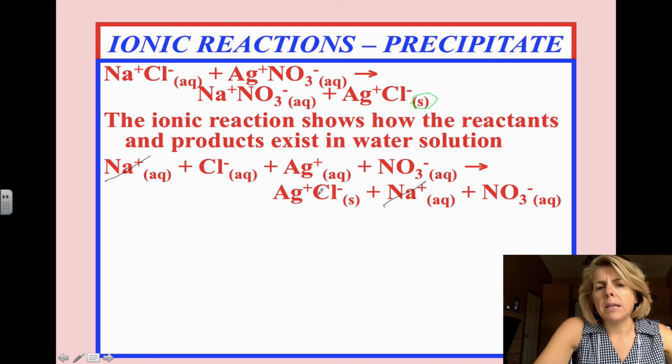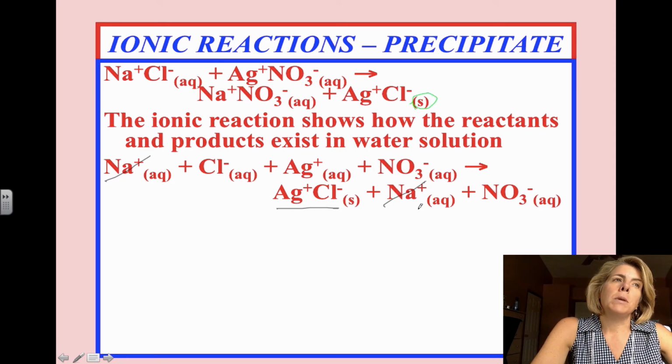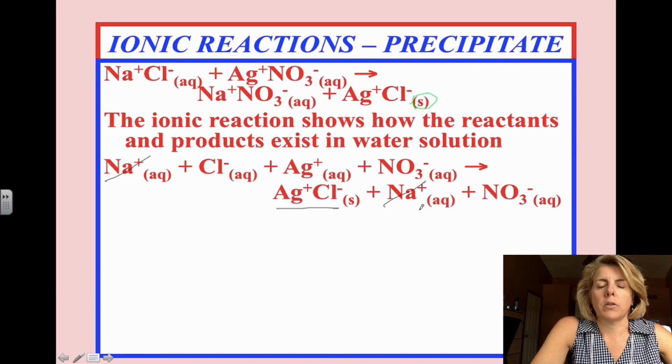Now what does that mean? Well, here we have a solid. It's unique on the product side, but notice on the reactant side, sodium, and sodium on the product side are essentially the same ion. We call those spectator ions. What we mean is they don't actually participate in the formation of the solid, or the precipitate.